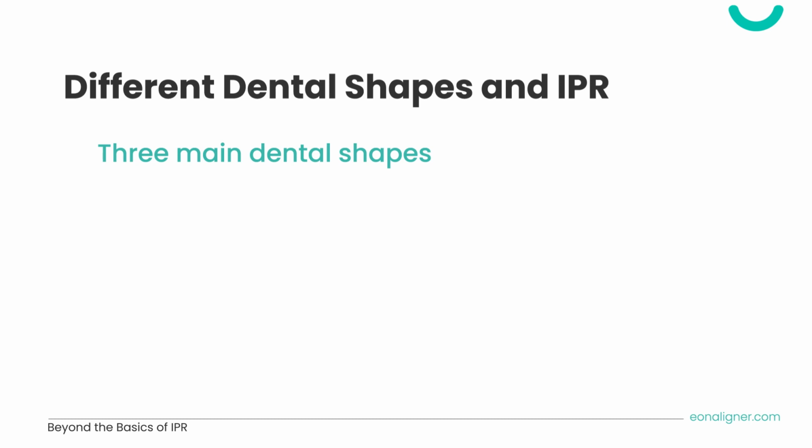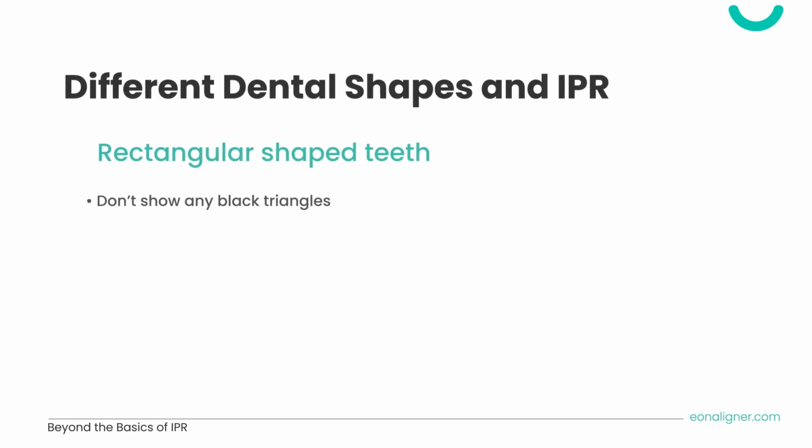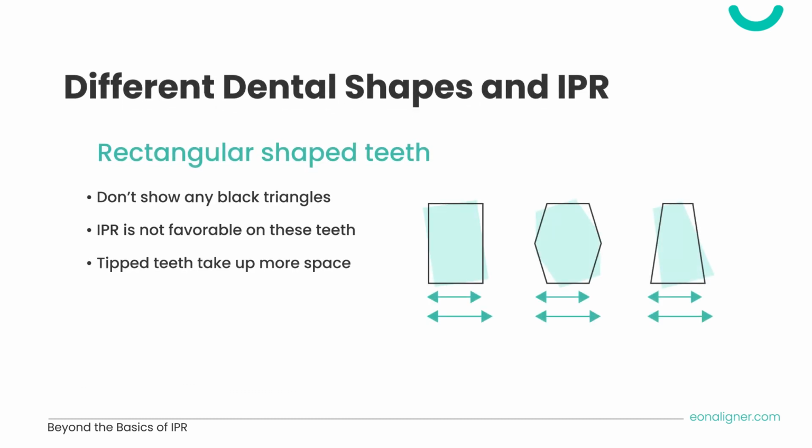We have three main dental shapes: rectangular, triangular, and barrel. The rectangular-shaped teeth don't show any black triangles. IPR is not favorable due to the wide and flat contact areas that need excessive amounts of reduction to gain the desired space. Tipped teeth take up more space than when positioned vertically. This fact is true for this shape more than the other shapes. Uprighting these teeth before IPR may decrease the amount of reduction required.